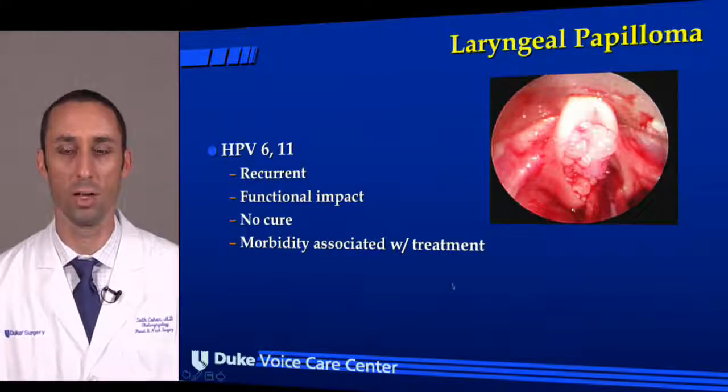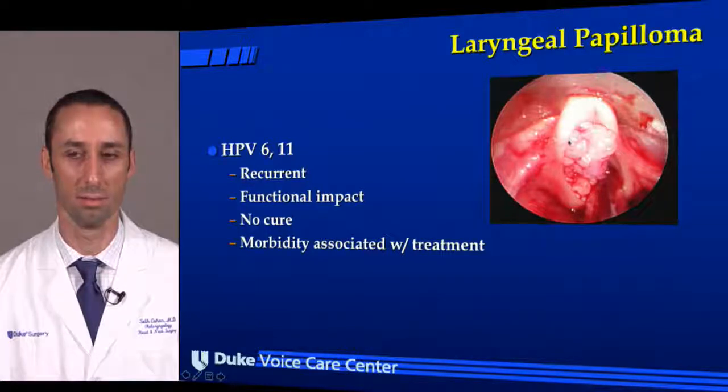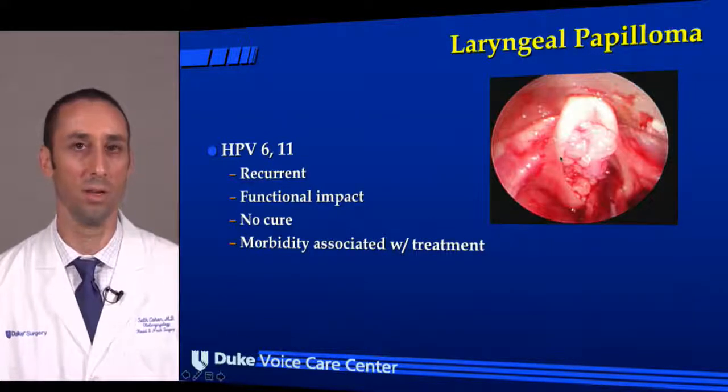Now this is a child who has papilloma. You can see the endotracheal tube right here. This would not be a great candidate for an office procedure because this patient has airway compromise. Plus the patient is a child, so tolerance would not work very well.